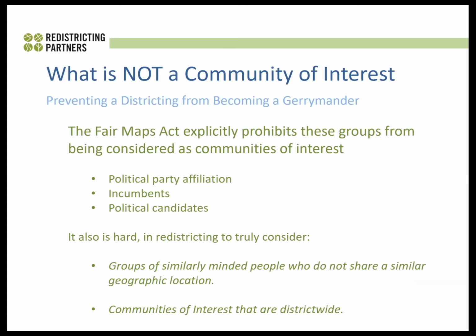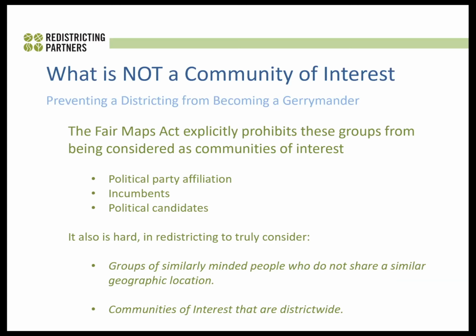However, there are communities not considered communities of interest under the Fair Maps Act. That law explicitly prohibits three groups from being considered a community of interest. That includes political party affiliation, incumbents, and political candidates. And that's there to make sure that folks aren't gerrymandering to favor a particular person or party.